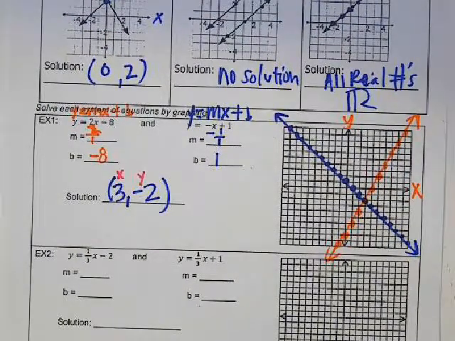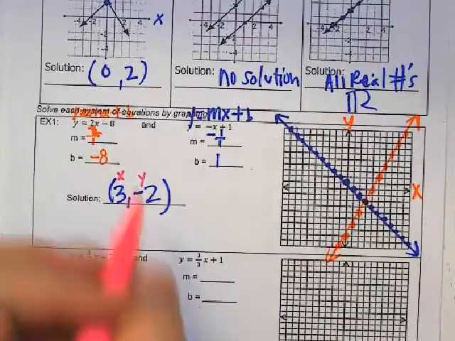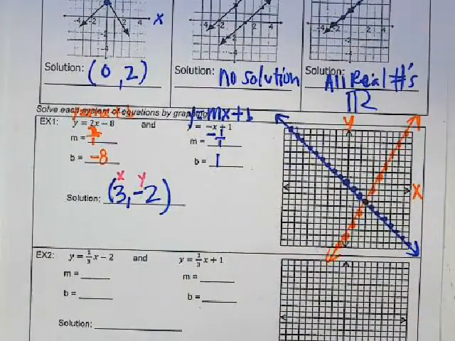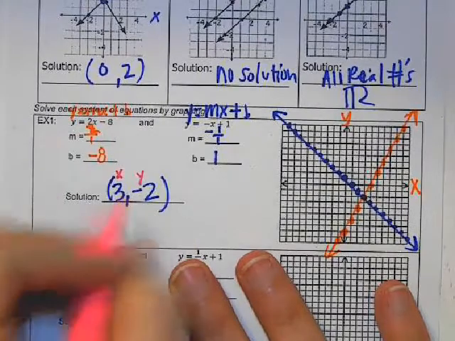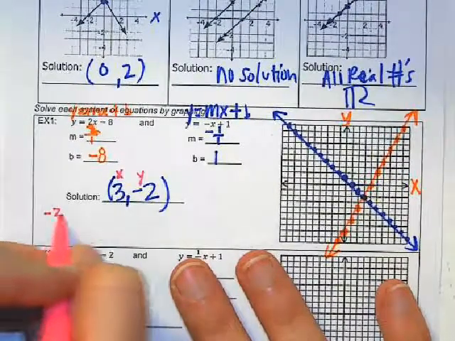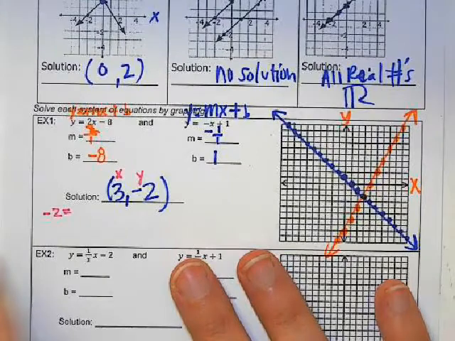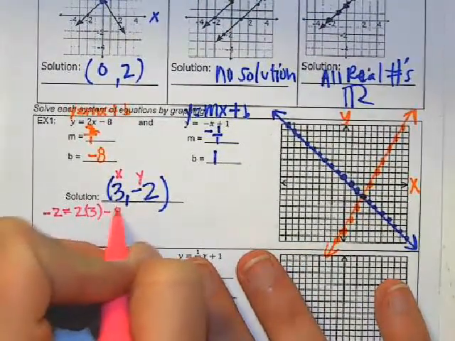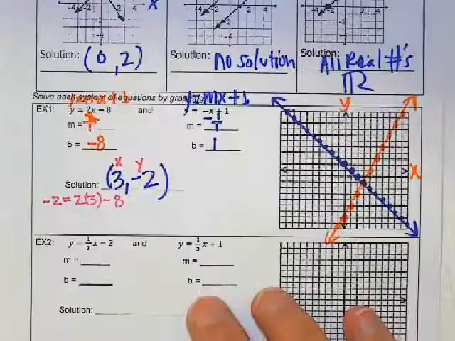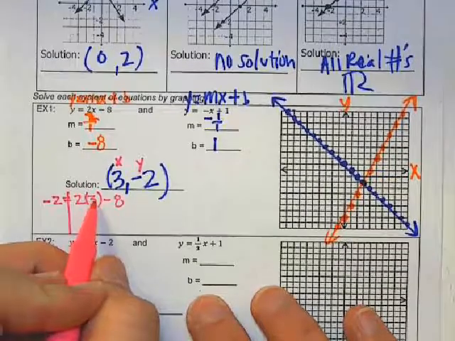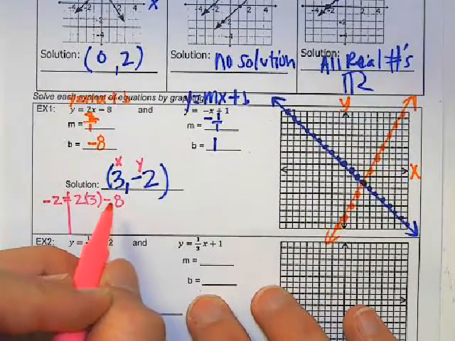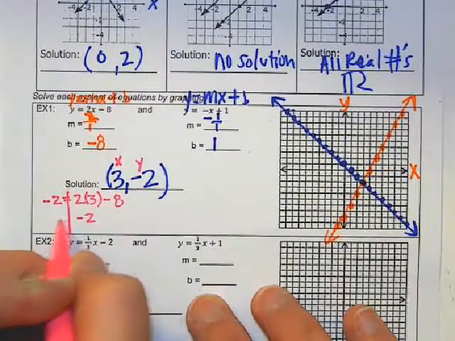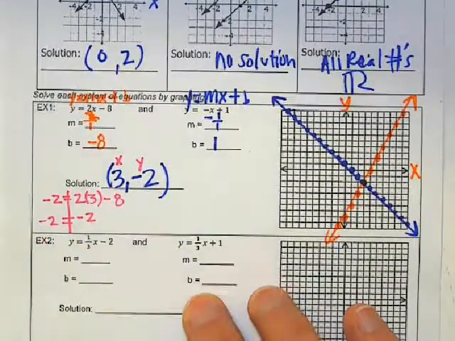These are the only two numbers that you could plug in for X and Y in both equations and get an equal number. So if I take Y, negative 2, and plug it in to the Y spot, and I take the X and plug it in to the X spot, everybody see what I'm doing? Okay. 2 times 3 is? Minus 8 is? Negative 2. Does negative 2 equal negative 2? Yes, so that works.